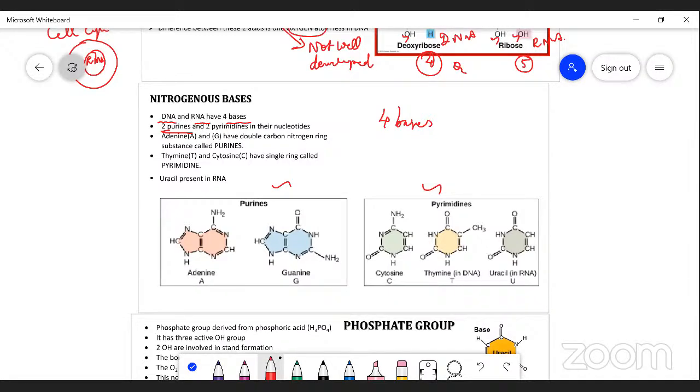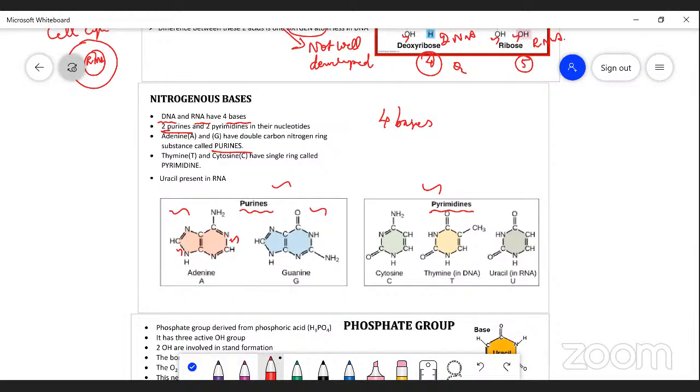Out of 4, 2 bases are called the purine bases. Another two bases are called the pyrimidine bases. First, we are taking the purine bases. The purine bases consist of adenine as well as guanine. Adenine and guanine have a double carbon nitrogen ring. So it is called the purines.